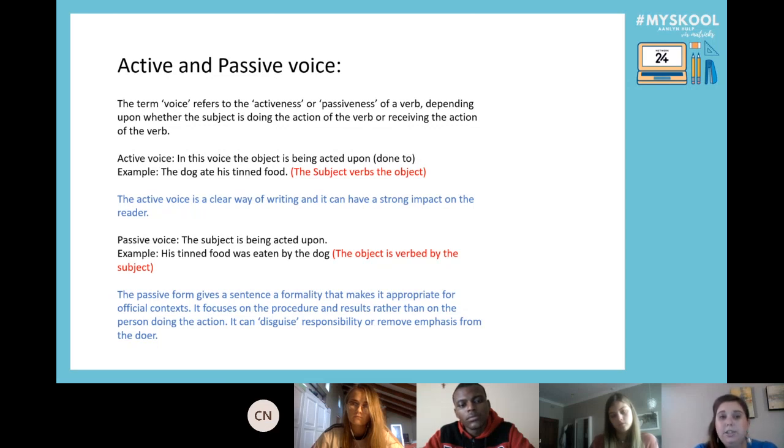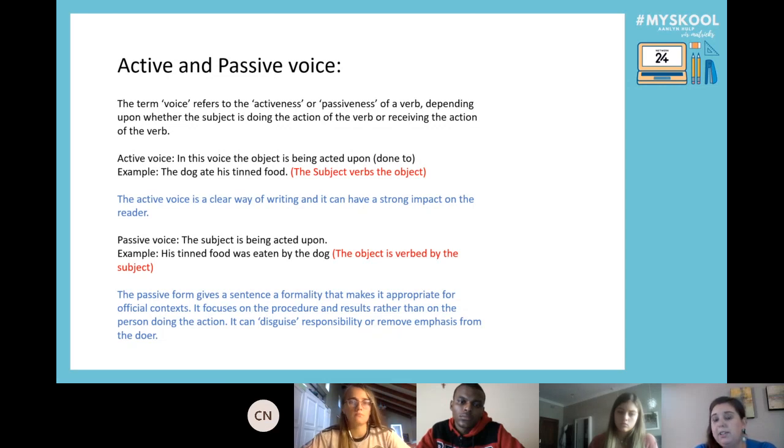The blue writing is just why we use the active and passive. The active is a clear way of writing. It's strong verbs. It makes a strong impact. The passive gives formality. It focuses on the procedure of results, and it can disguise responsibility. Hey, lockdown was enforced, not they enforced lockdown.